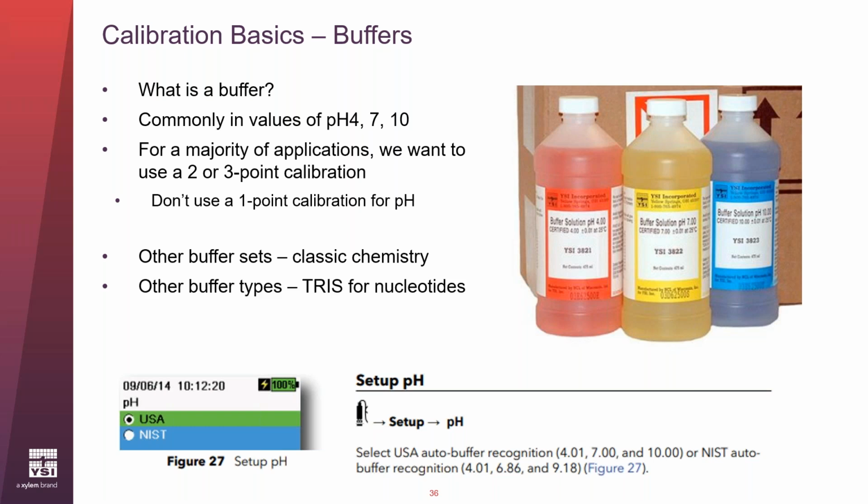Other buffer types, such as tris buffers for nucleotides, can be used, but only with probes specifically made to use them.